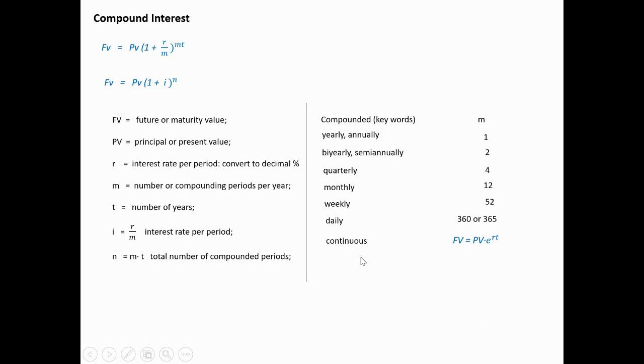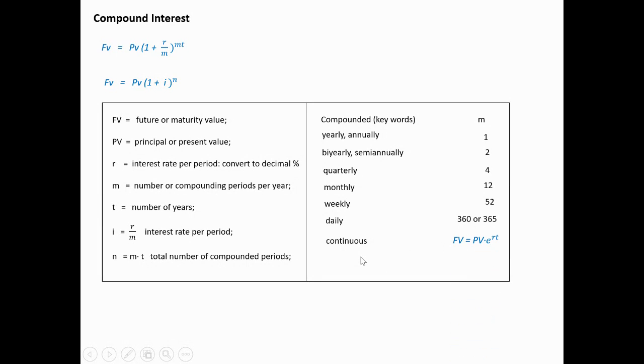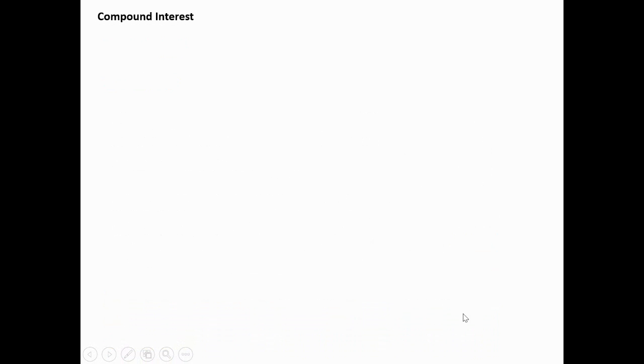And if it's continuous, it's a different formula. Okay? So this is crucial to know. The compounding values, you're going to use them for 5.2, 5.3, and 5.4. Okay, now compound interest can be used to invest a certain amount of money without depositing additional money.